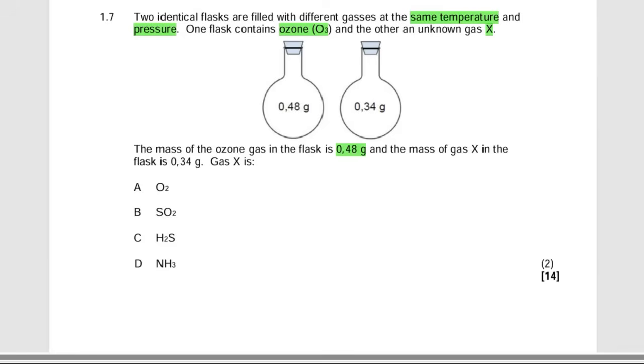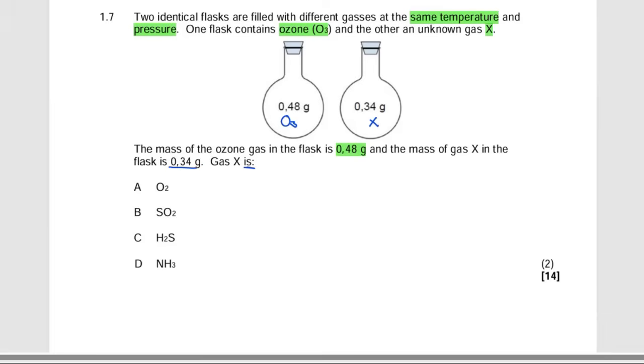So it means now this is our ozone, and our ozone has the formula of what? O3. Then this other one is unknown, which is our X. Then we are told the mass of gas X in the flask is 0.34 grams, right? So gas X is what? We're supposed to look for the formula that we're going to make use of so that we can find the gas X in terms of these options.